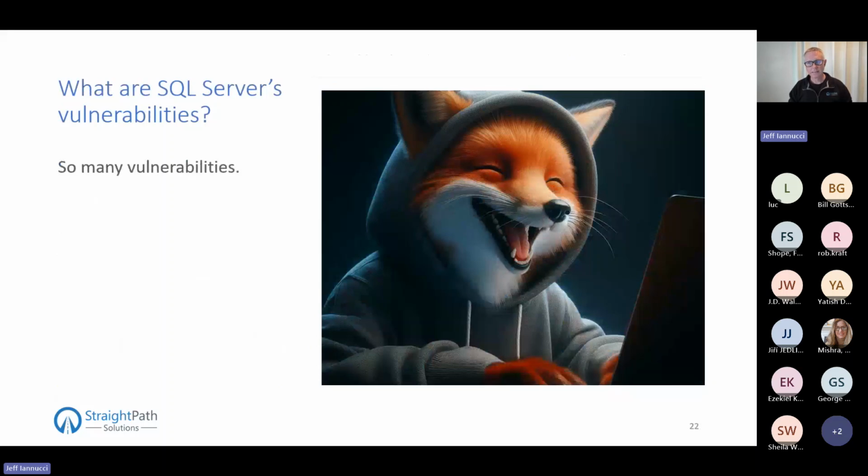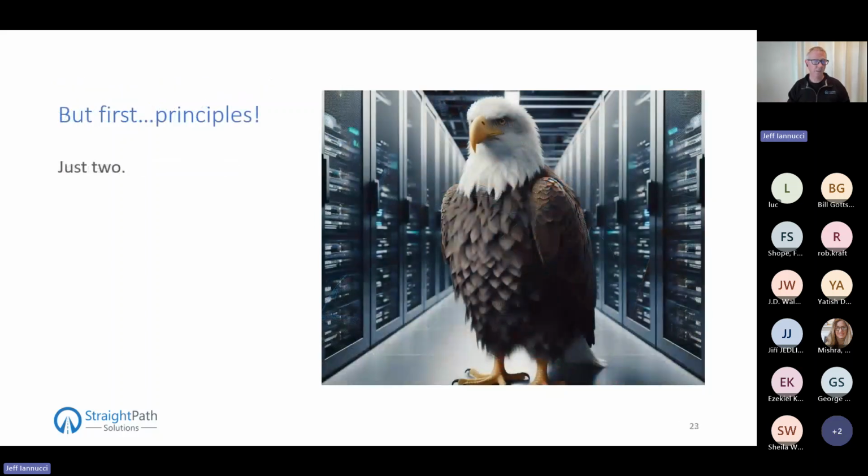Speaking of vulnerabilities, there's a lot of vulnerabilities in SQL Server. So we'll talk about those. We'll get down here to the meat and potatoes, or if you're vegetarian, just the potatoes of this session, where we'll talk about the actual vulnerabilities to look for, but first two principles, and then we'll get into the specifics.